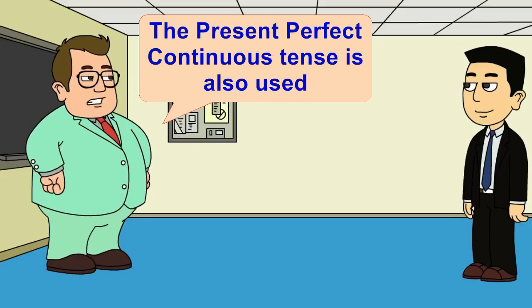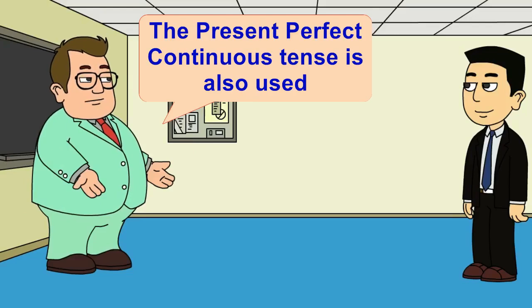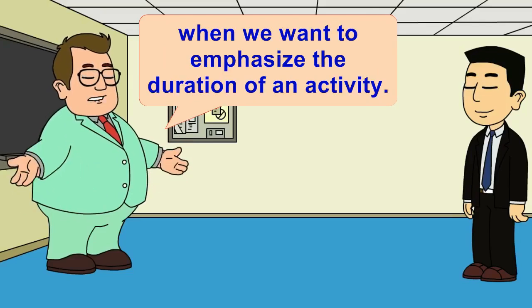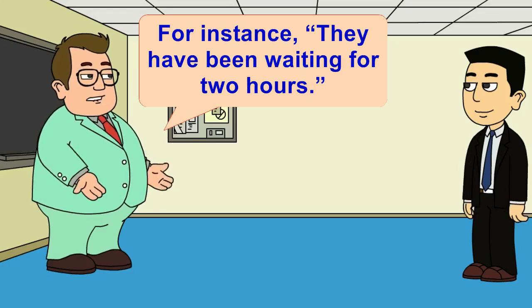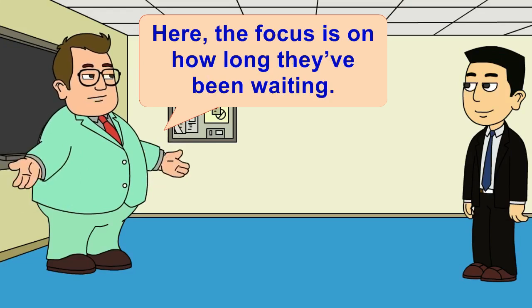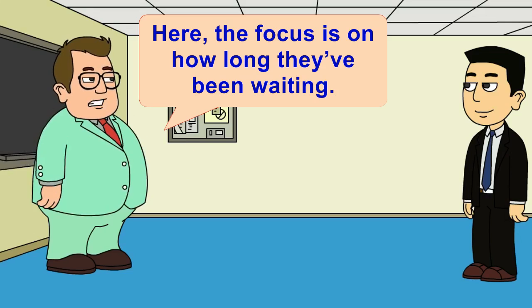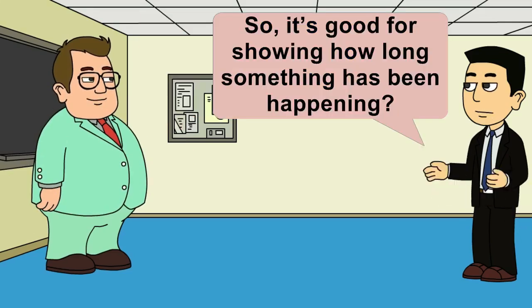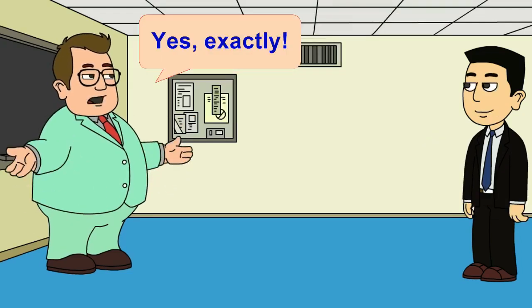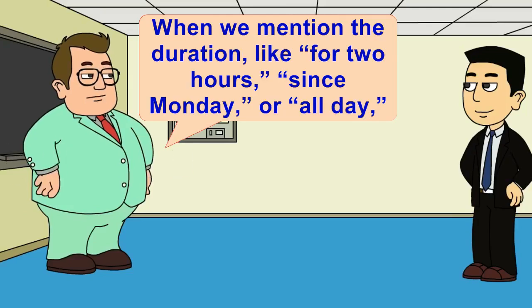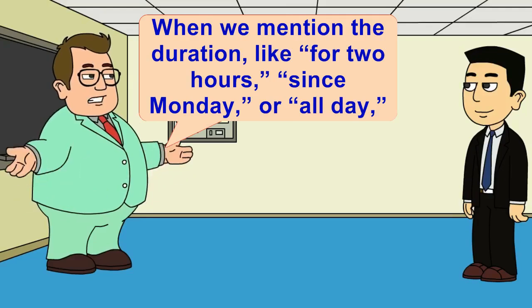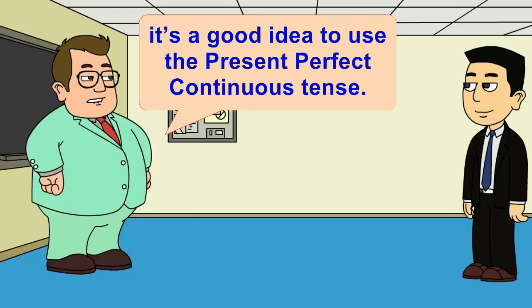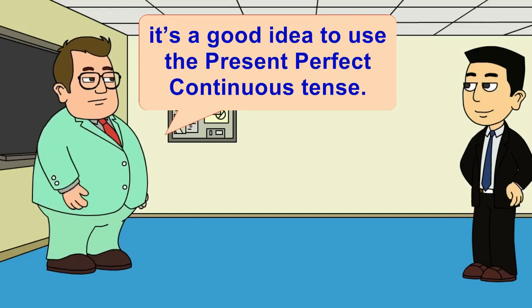The present perfect continuous tense is also used when we want to emphasize the duration of an activity. For instance, they have been waiting for 2 hours. Here, the focus is on how long they have been waiting. So, it's good for showing how long something has been happening? Yes, exactly. When we mention the duration, like for 2 hours, since Monday, or all day, it's a good idea to use the present perfect continuous tense.